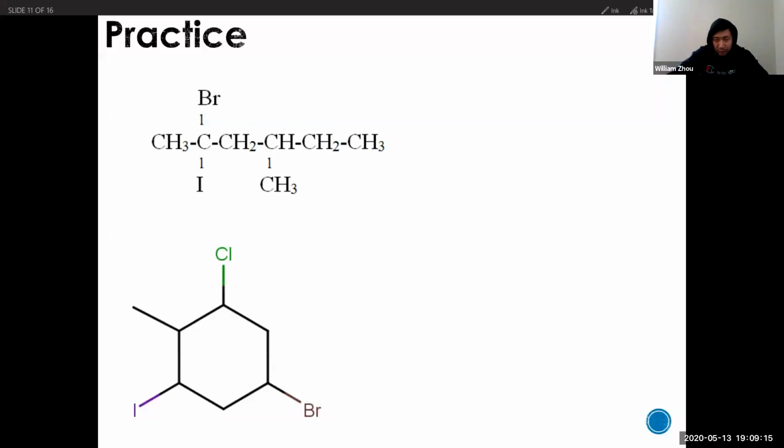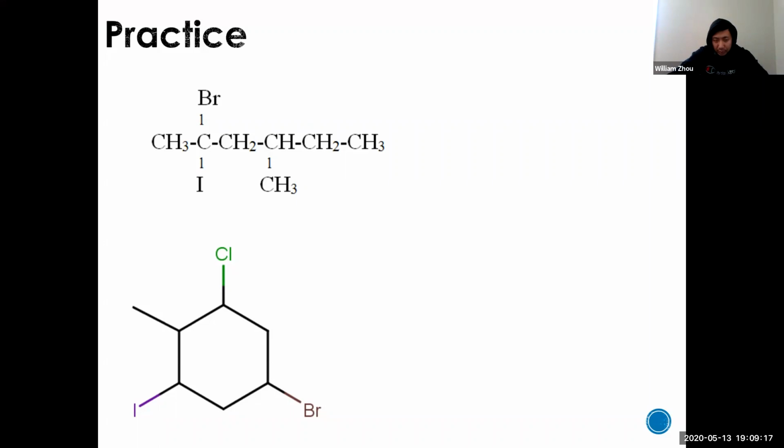Okay, so for the one on top, you have a condensed structure, but this shouldn't matter. If you count, you have 1, 2, 3, 4, 5, 6 carbons. It's the direction that you have to count. That's the issue. So which direction do we go? Left to right or right to left? Left to right.